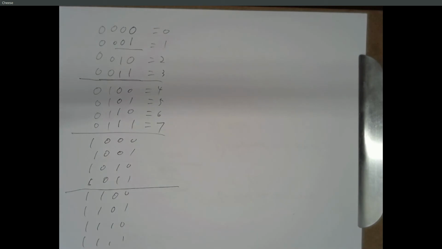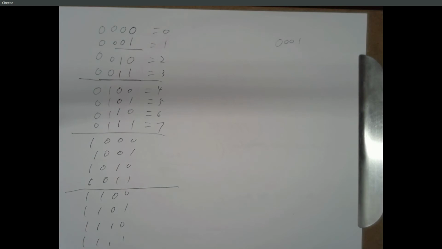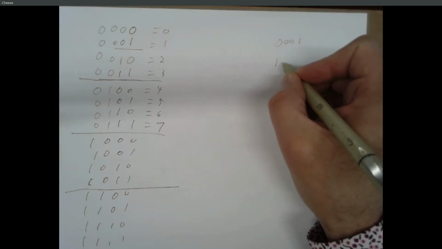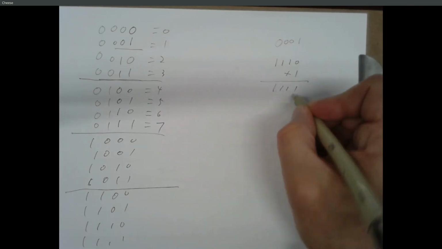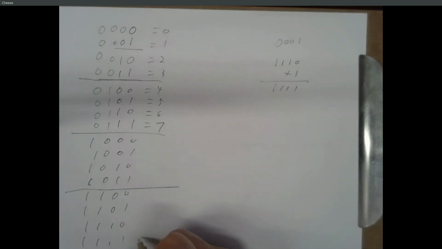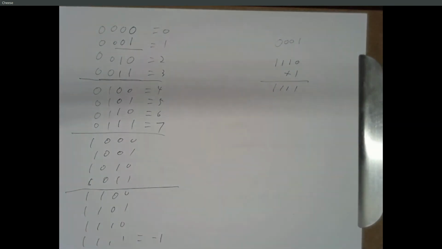So what does the number -1 look like if we do 2's complement? Now we're going back to dealing with negatives. So here's the number +1. What would -1 look like? You flip it and then add a 1. So if we flip it, we get 1, 1, 1, 0, and then add a 1. We actually get all 1s. So this is -1.